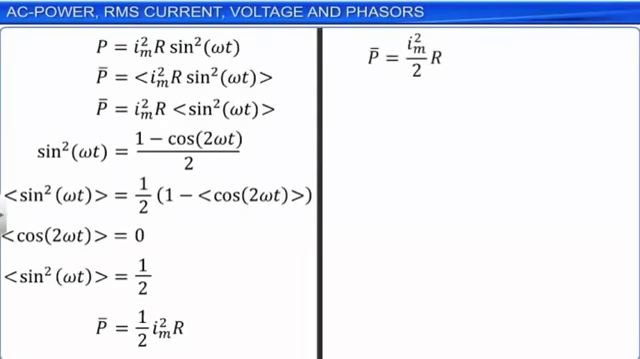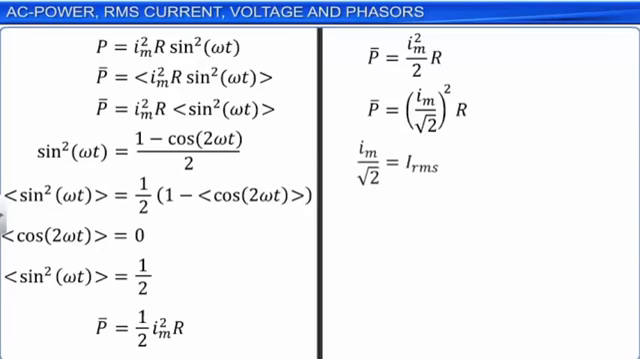If we define a new value of current to be associated with AC, that is, Im by root 2, we can get the expression of power dissipated from a resistor in AC current in the same way as in DC current. That is, I square R. This new value of the current is called root mean square.